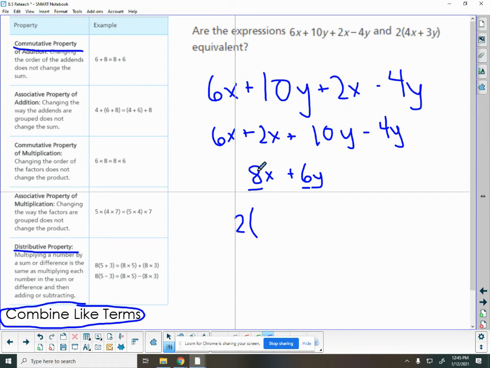So 2 times what is 8? That's 4. And I still have the x there because I didn't take it out. Plus, 2 times what is 6? Well, that's 3 groups of y. So I can use the commutative property, I can combine and then use the distributive property. And I can see that, yes, these are equivalent.